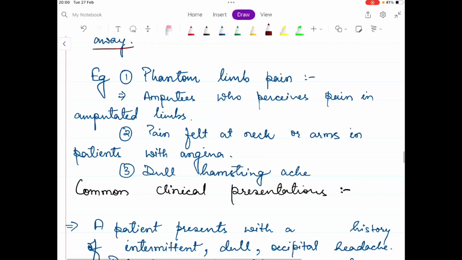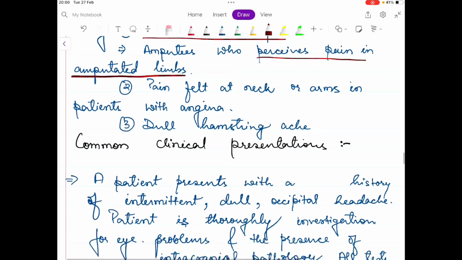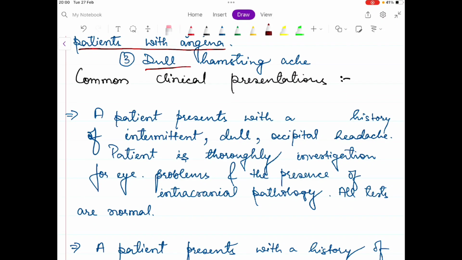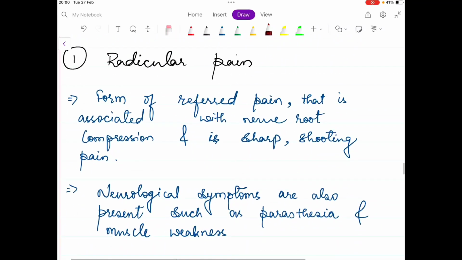Another example is phantom limb pain: amputees who perceive pain in the amputated limb. Second example, pain which is felt at the neck or arm in a patient with angina. And the third one is dull hamstring ache. Now there are some common clinical presentations in that, and I'll just skip this part.